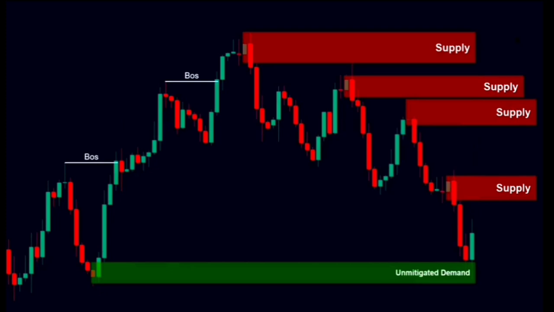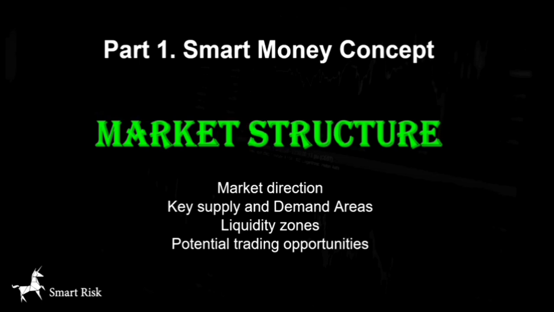Let's move on to the next topic: smart money market structure. The market structure holds essential information: market direction, key supply and demand areas, liquidity zones, and potential trading opportunities. Let me show you some basic concepts about the smart money market structure.